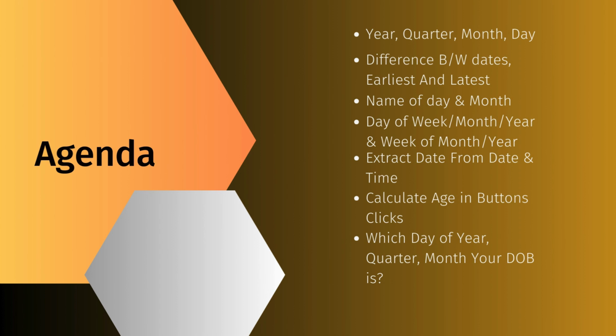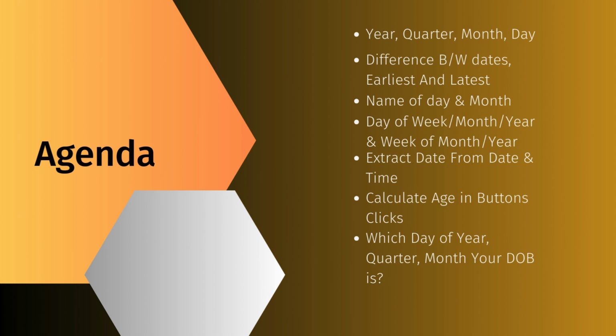Similarly, we will find out which day of the week, year or month you are in right now, and which week of the month or year we are in. Similarly, we will see how to extract date from date and time functions. Okay, there is a date and time column. How to extract only the date or only the time from there.